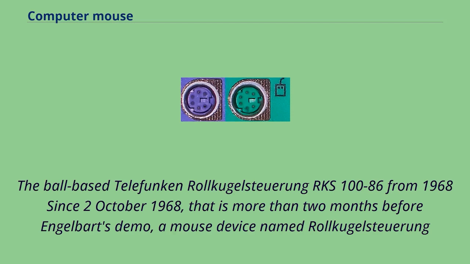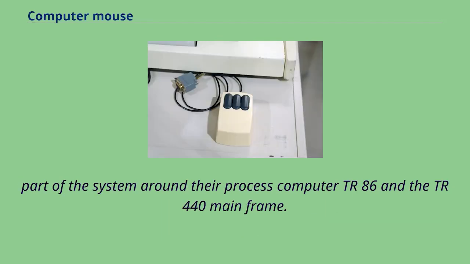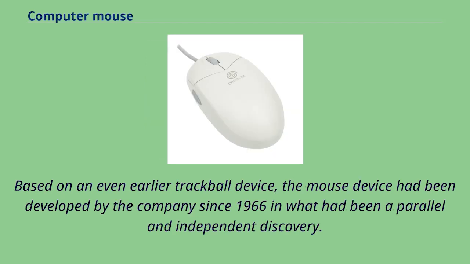Since October 2, 1968, that is more than 2 months before Engelbart's demo, a mouse device named Rollkugelsteuerung was shown in a sales brochure by the German company AEG-Telefunken as an optional input device for the SIG 100 vector graphics terminal, part of the system around their process computer TR-86 and the TR-440 mainframe. Based on an even earlier trackball device, the mouse device had been developed by the company since 1966 in what had been a parallel and independent discovery.